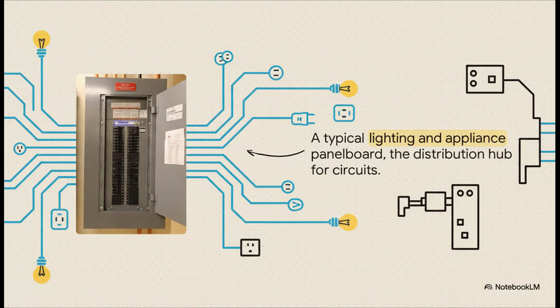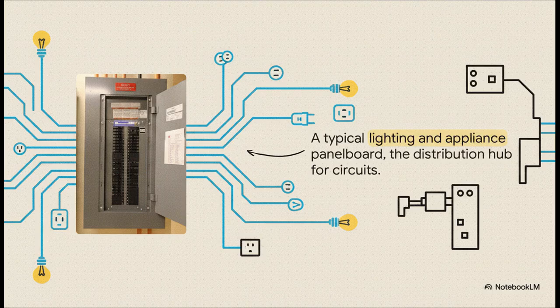And this is what it looks like in the real world. This panel board is the physical heart of the system. It's the distribution hub. Now, as an architect, you're not going to be designing the circuits inside it, but, and this is super important, you absolutely have to design the space for it. We'll come back to that in a bit.